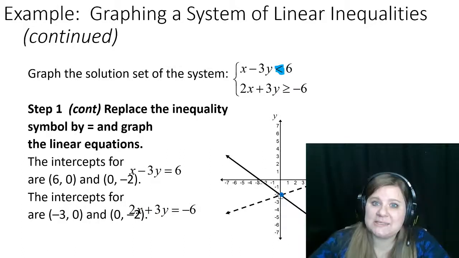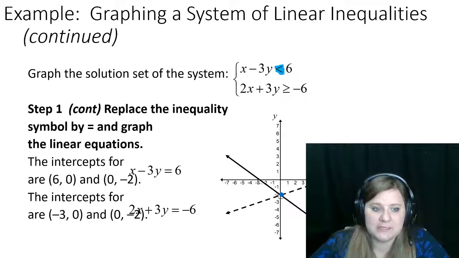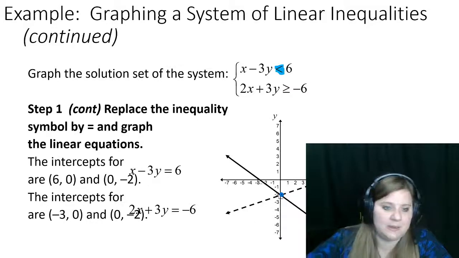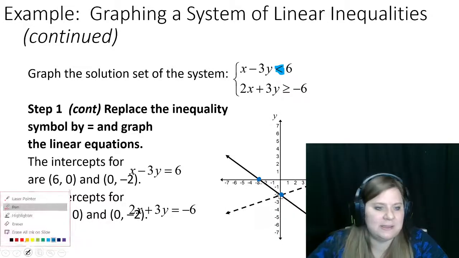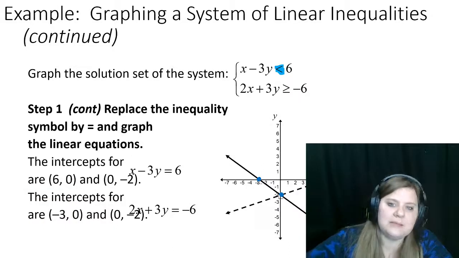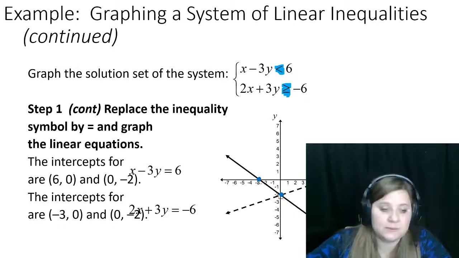I can plot my second graph using its intercepts, (-3, 0), which was right here, and (0, -2). And I'm going to connect that with a solid line because it had a greater than or equals sign in the original inequality.